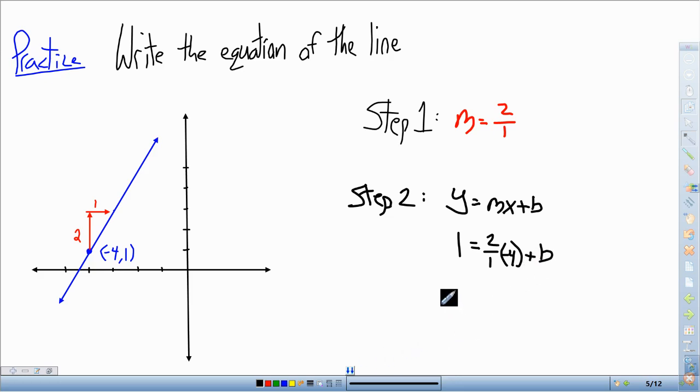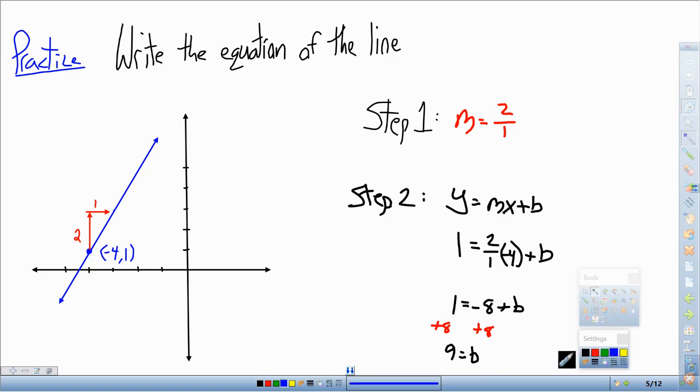All right, so a little bit of simplifying. Negative 4 times 2 is negative 8. Negative 8 over 1, negative 8. Okay, and I was kind of close on this. When we go to solve here, adding 8 to both sides, it looks like we're going to get 9 equals b, or flip it around, our y-intercept is 9.